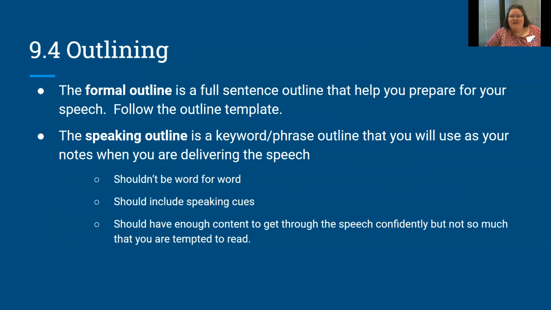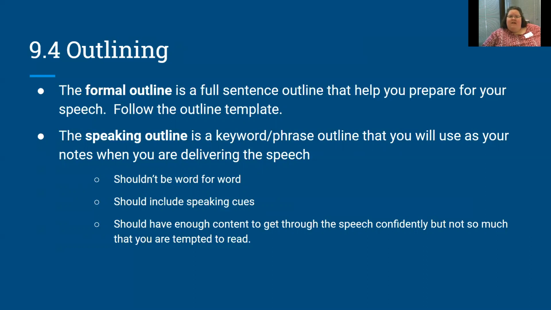And then finally, section 9.4 talks about outlining. You're going to create two outlines for this speech. One of the misconceptions and something that people struggle with a lot is that they think that they're going to write out word for word what they're going to say. You're never going to do that for the speech in this class. You're going to turn in a formal outline. This is what it will be graded as the written portion of your speech.